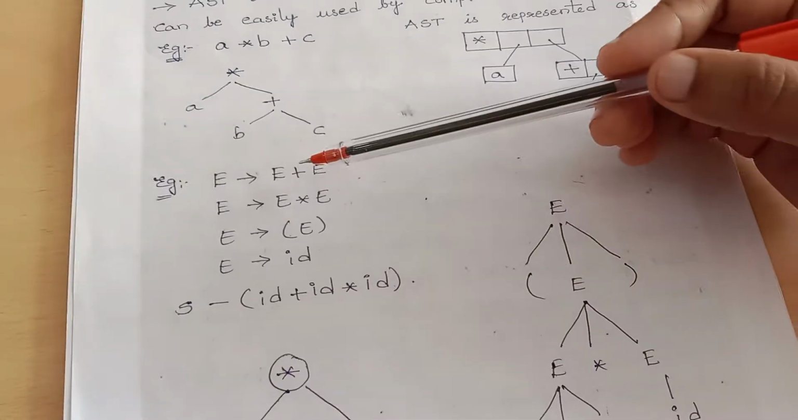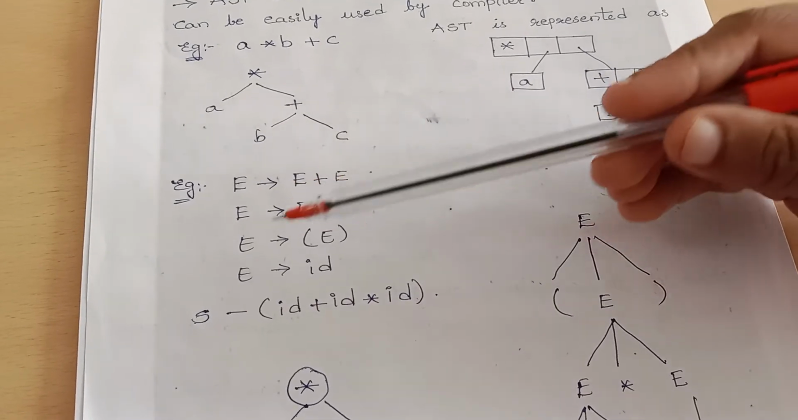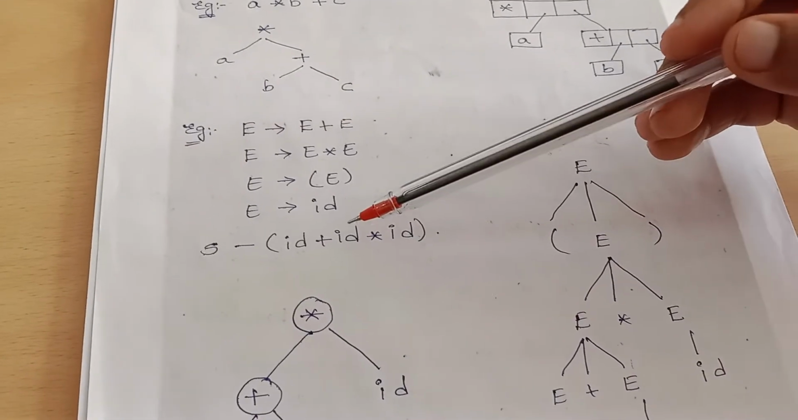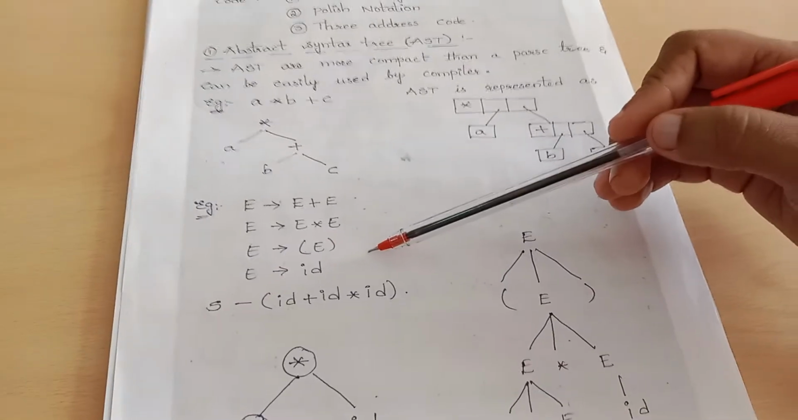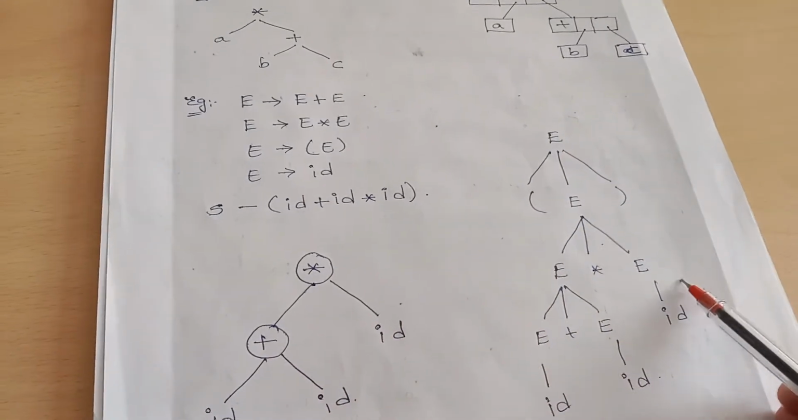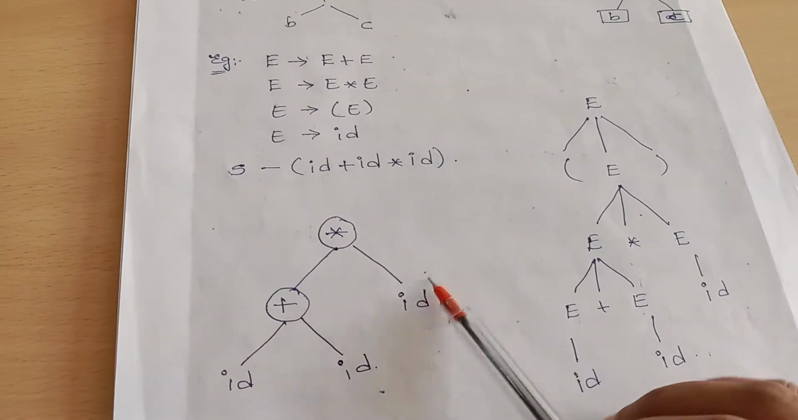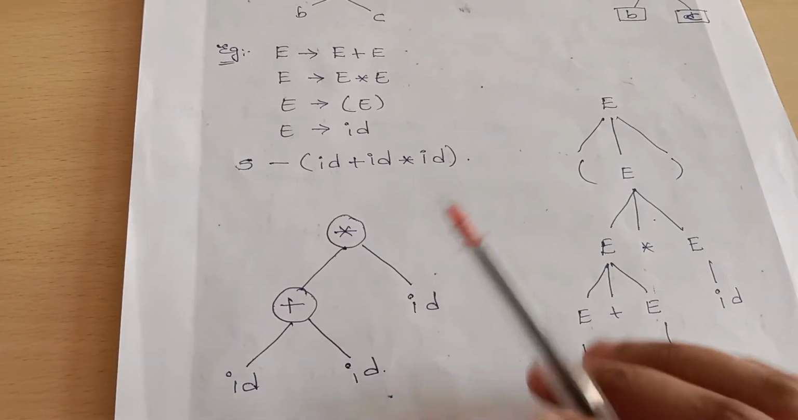Consider one more example. E tends to E plus E, E tends to E star E, E tends to E, and E tends to ID. The input string is ID plus ID star ID. So for this, if we construct the abstract syntax tree, this is our syntax tree or parse tree, and this is the abstract syntax tree. According to the given grammar, this is our abstract syntax tree.